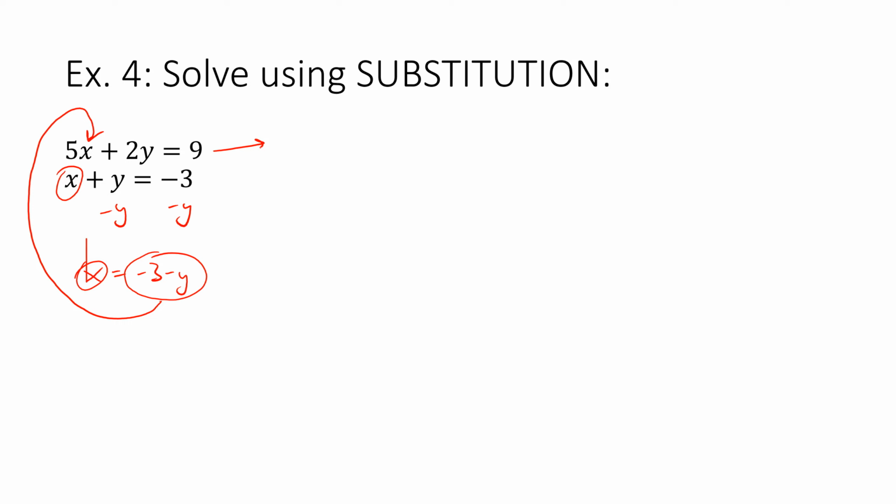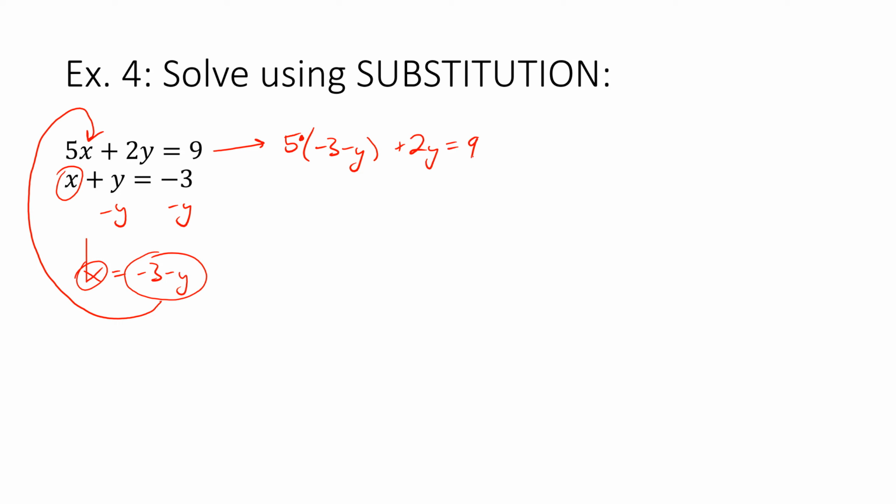Here's what the result is. 5 times, instead of x, -3 minus y. Make sure to put parentheses because it really is 5 times this entire thing, and so you need to remember that I'll eventually have to distribute in. And let's just copy the rest of the equation. So 5 times -3 minus y, plus 2y equals 9.